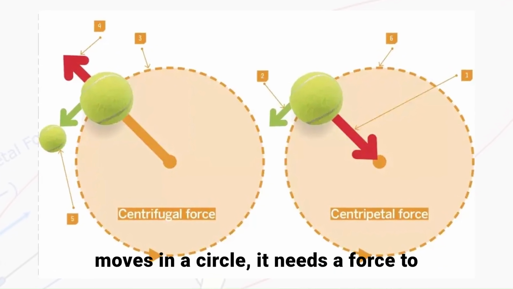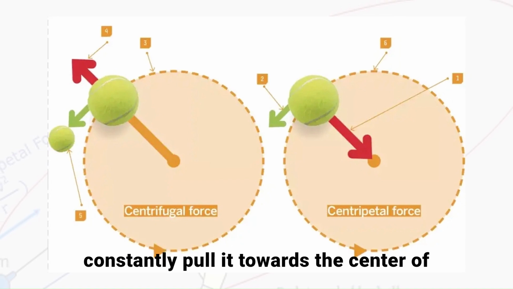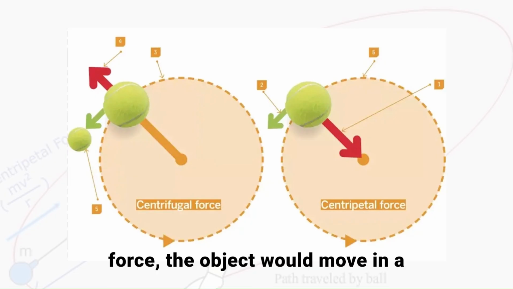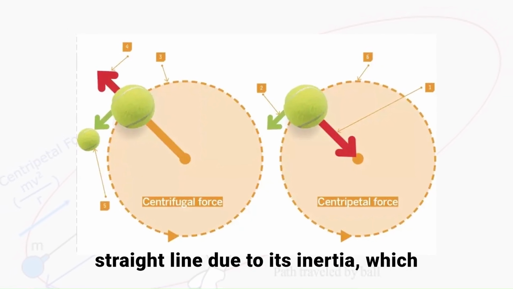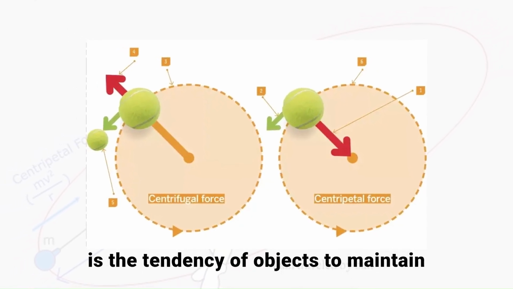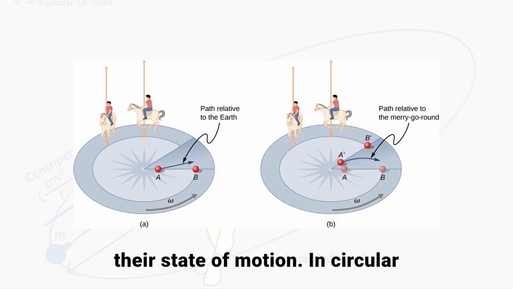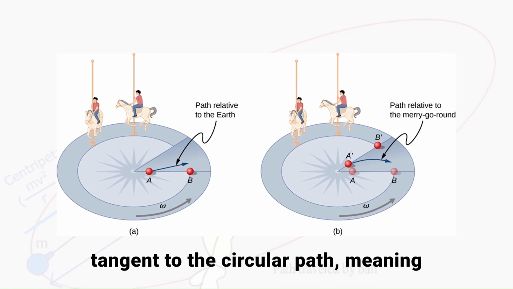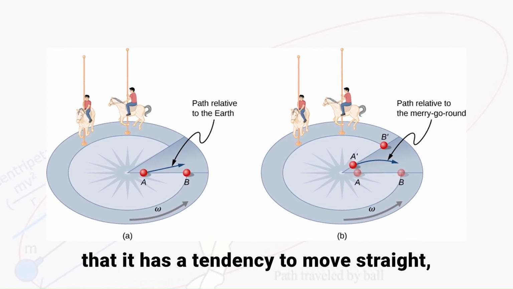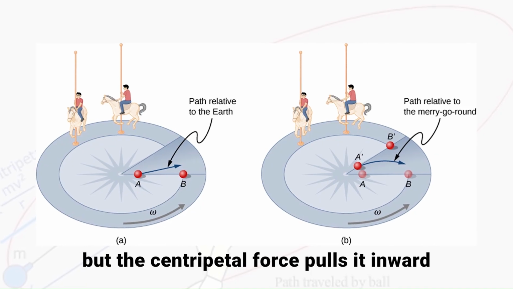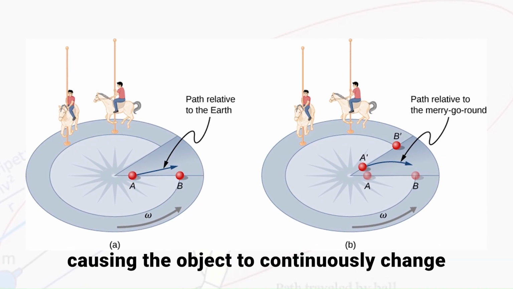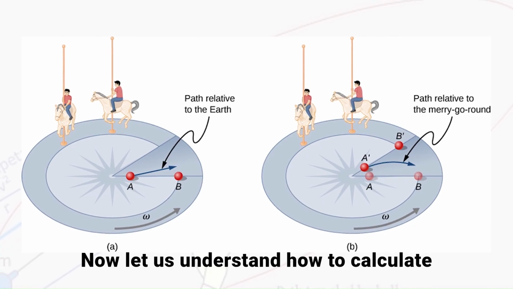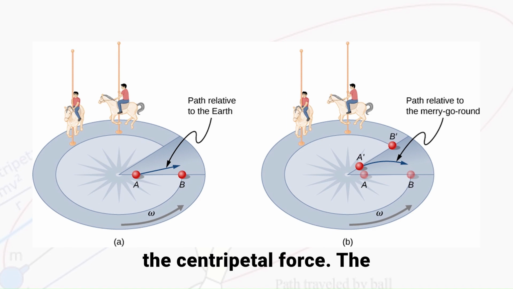When an object moves in a circle, it needs a force to constantly pull it towards the center of the circle. Without this inward force, the object would move in a straight line due to its inertia, which is the tendency of objects to maintain their state of motion. In circular motion, the object's velocity is always tangent to the circular path, meaning that it has a tendency to move straight, but the centripetal force pulls it inward, causing the object to continuously change direction and follow the circular path.